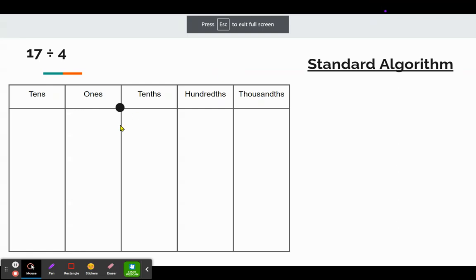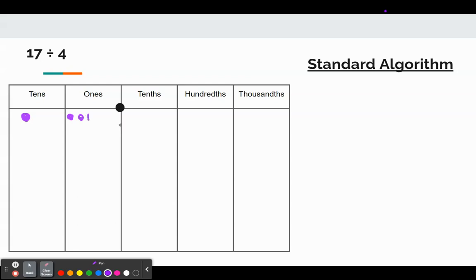All right, let's look at the next problem. This time I have 17 and I'm going to divide that into 4 groups. So I'm going to take 1 ten and I have 7 ones. Oh, wait, that was too many. I only need 7 of those. So we have 7 ones, and I'm going to divide these into 4 groups.